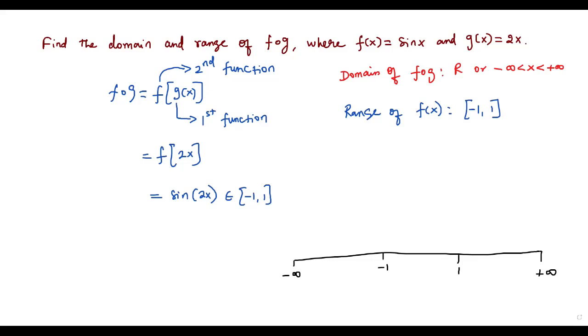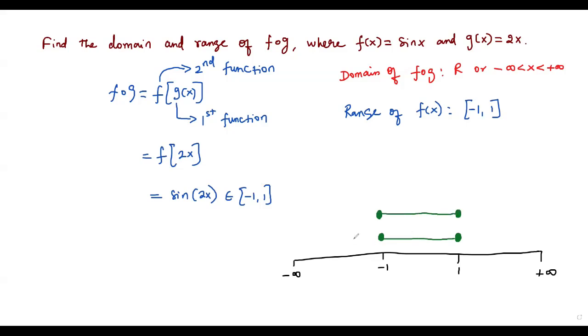Now first let me draw the graph for the range of the result of the composite function, sine 2x. The range is -1 to +1, where both -1 and +1 are included. Since both are included, let me draw a filled circle at -1 and a filled circle at +1. Let me connect them. So this graph gives the range of the result of the composite function, sine of 2x. Now let me draw the graph for the range of the second function f of x. That's also -1 to +1, where both -1 and +1 are included. So we get the same graph again for the range of the second function f of x. Let me draw it here.